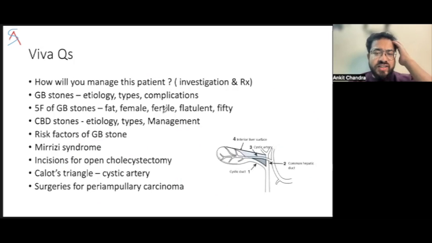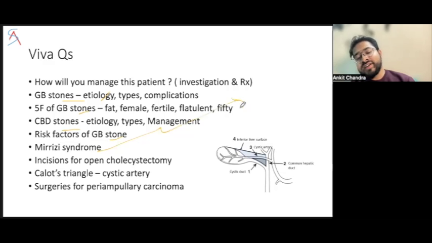Common viva questions are: how do you manage this patient, what are the investigations and treatment. For gallbladder stones: what is the etiology, types, complications. The 5 Fs, I already told you. CBD stones: etiology, risk factors, Mirizzi syndrome. This is very important for the viva.